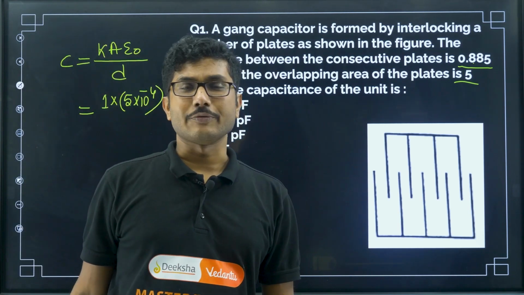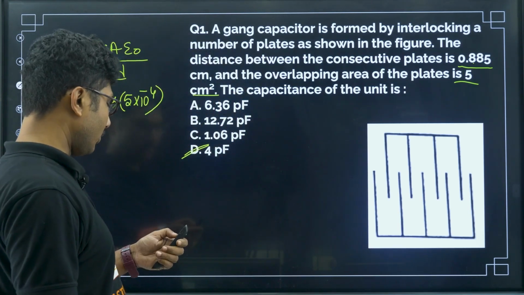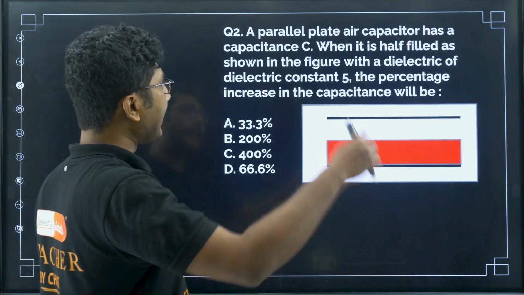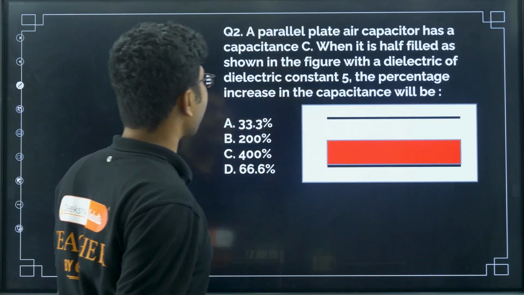Check your answer if you have solved this correctly or not. Okay, now let's move on. A parallel plate capacitor, air capacitor, has a capacitance C.